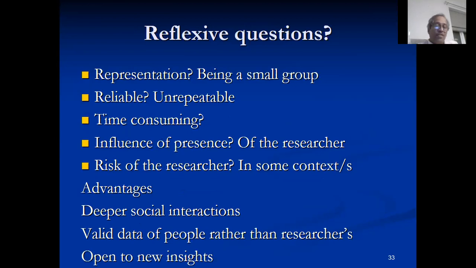And we have to have some reflexive questions about the limitations of this method. Is it representative? Is it enough? Sometimes we end up doing a small group with an extensive study because of the extensive nature of the study. Some of the people ask questions about it. Is it reliable? Is it repeatable or unrepeatable? Is it time consuming? What about our influence, our presence as the researcher? What about the risk to researchers in some countries? But there are advantages also. Deeper social interactions can be studied, valid data of people rather than researchers, open to new insights.